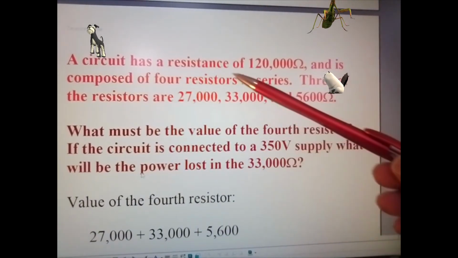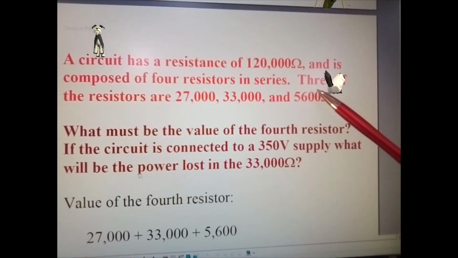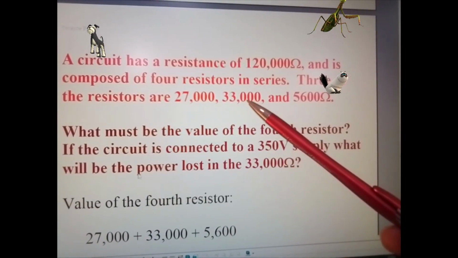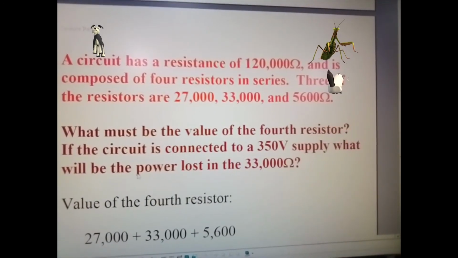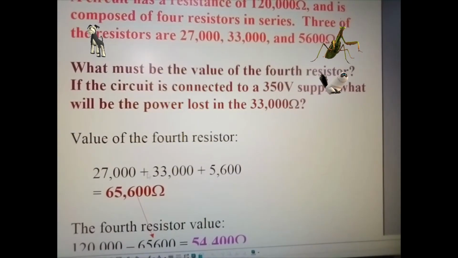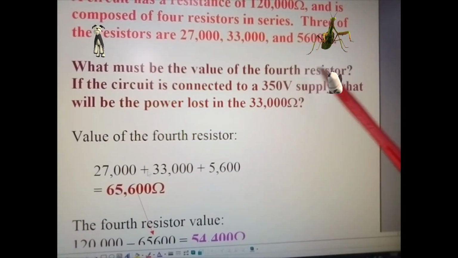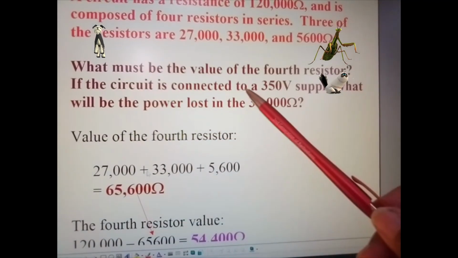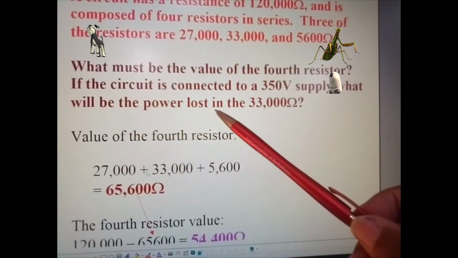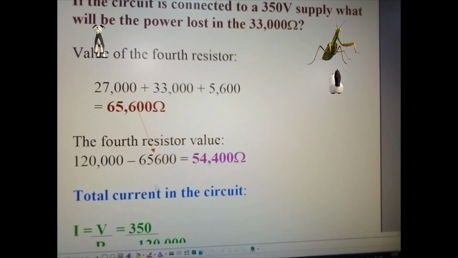A circuit has a resistance of 120,000 ohms and is composed of four resistors in series. Three of the resistors are 27,000, 33,000 and 5,600 ohms. What must be the value of the fourth resistor? If the circuit is connected to a 350 volt supply, what will be the power lost in the 33,000 ohm resistor? Now here we have it, okay?